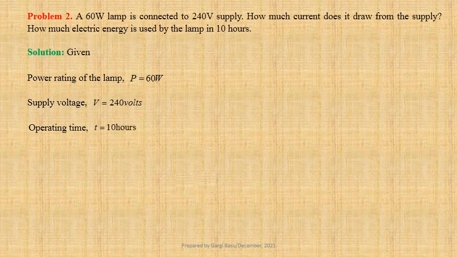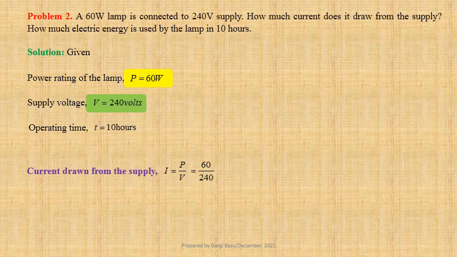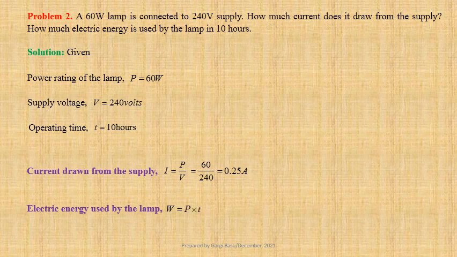Let us first calculate current drawn from the supply. I equals P divided by V. Using values we get 60 divided by 240, that is equal to 0.25 ampere. Electric energy used by the lamp W equals P into T. Using values we get 60 into 10, that is equal to 600 watt hours or 0.6 kilowatt hour.